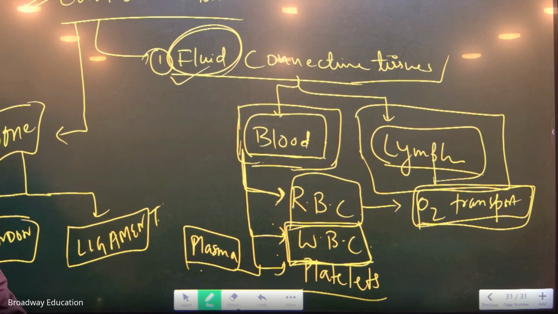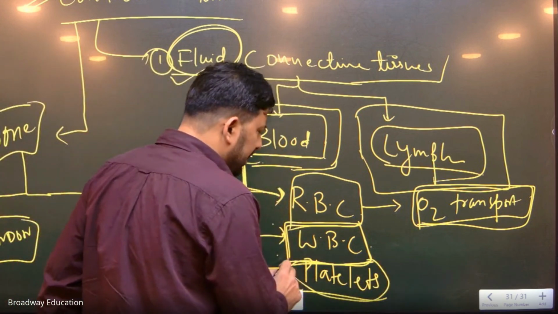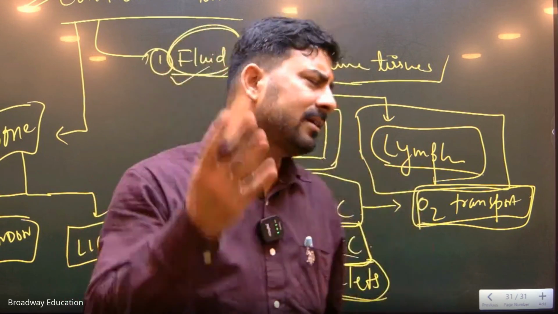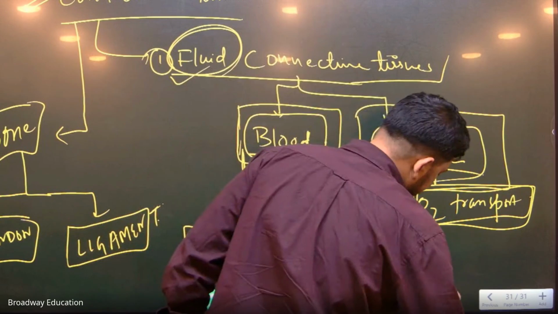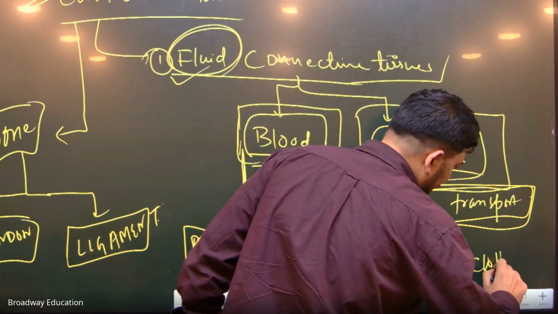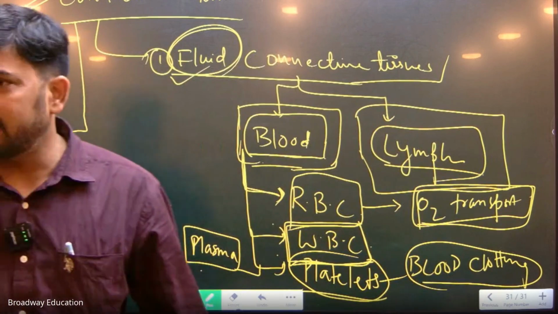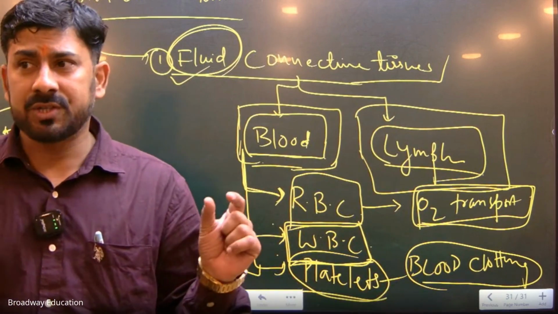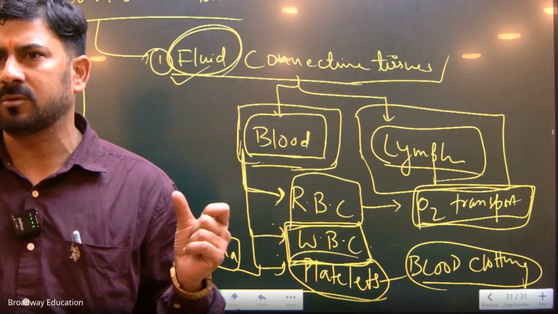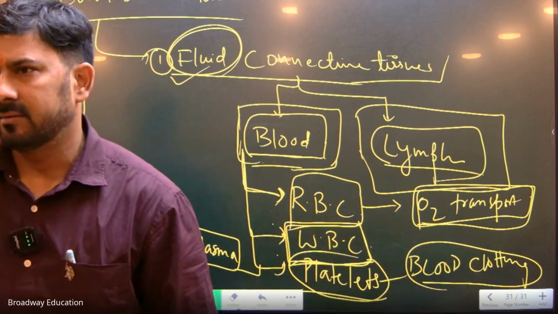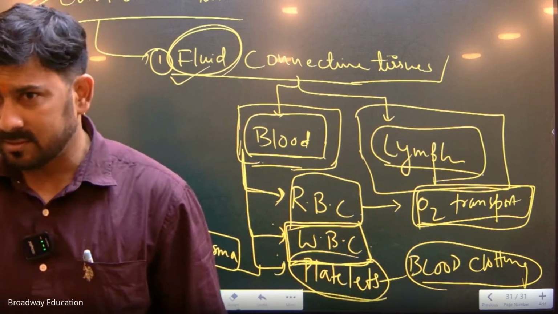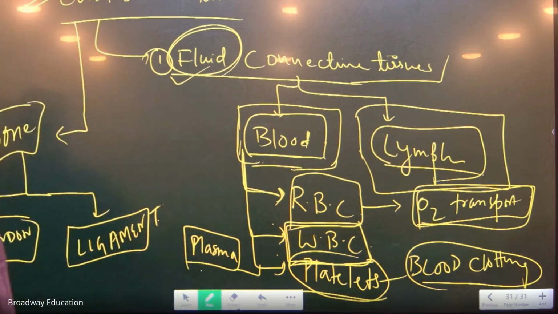Now, the third one is the platelets. Anyone suggest the function of platelets? Excellent, blood clotting. And I will be happy to hear from any one of you which element is responsible for or helps in the clotting of blood. Can I give you four options? First is iron. Listen patiently. Iron, magnesium, calcium, and sulfur.